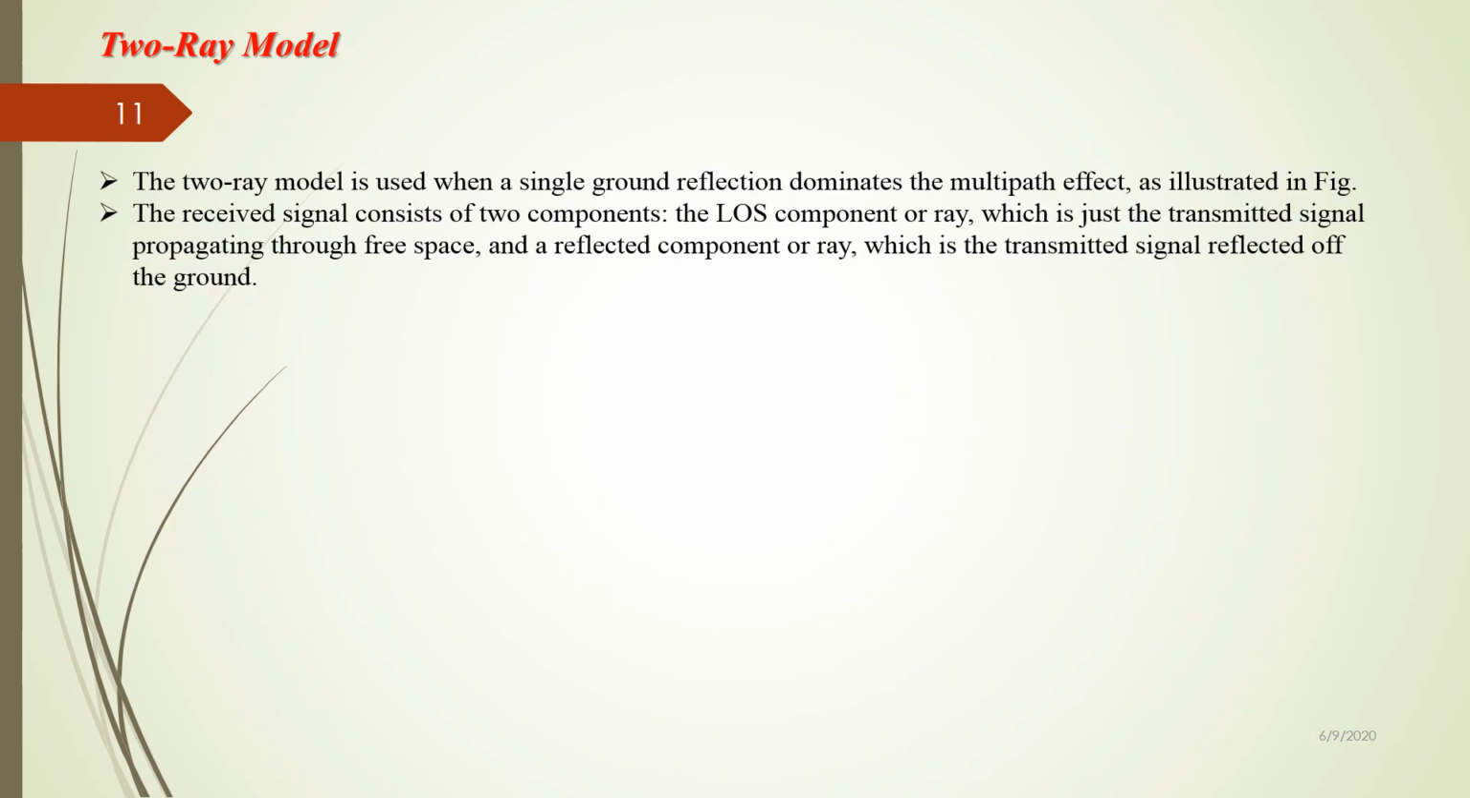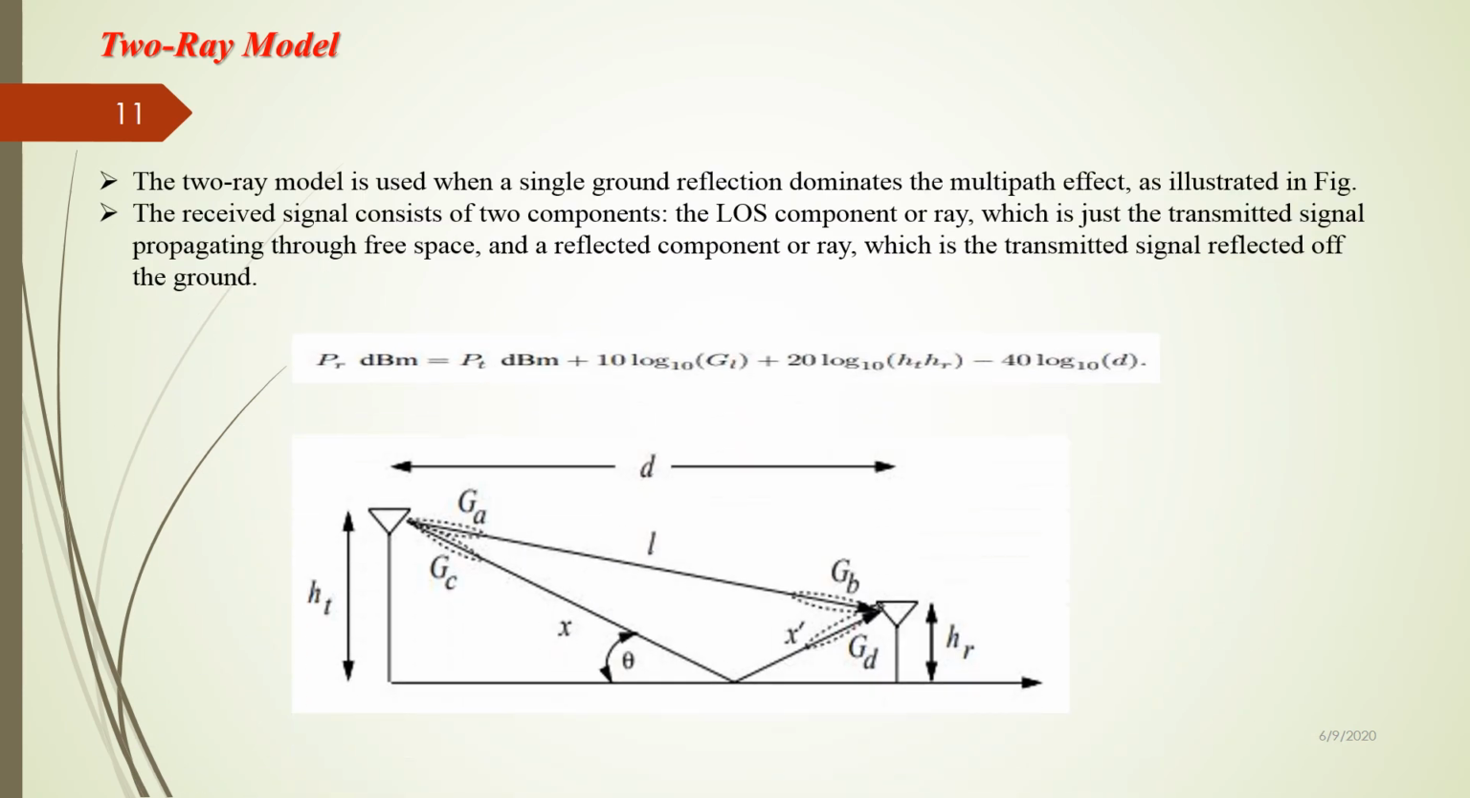Two-ray model. The two-ray model is used when a single ground reflection dominates the multipath effect, as illustrated in the figure. The received signal consists of two components: the line of sight component or ray, which is just the transmitted signal propagating through free space, and the reflected component or ray, which is the transmitted signal reflected off the ground.